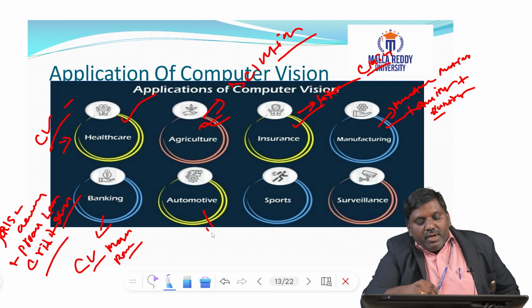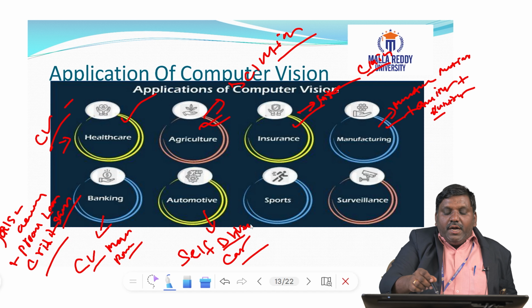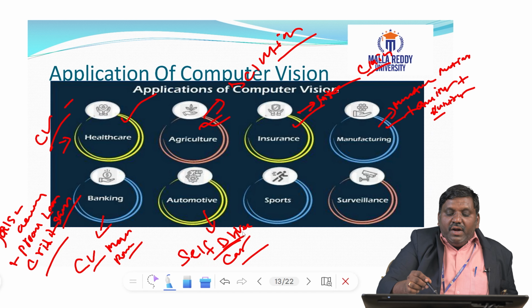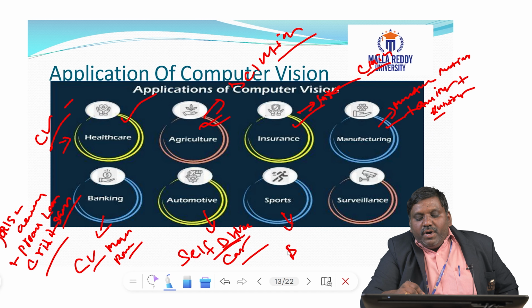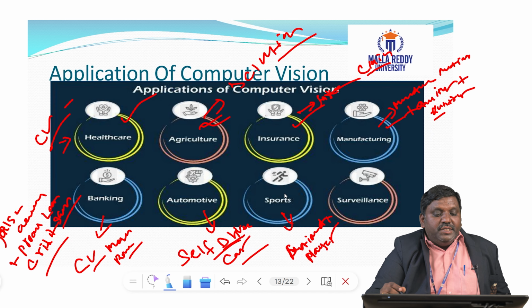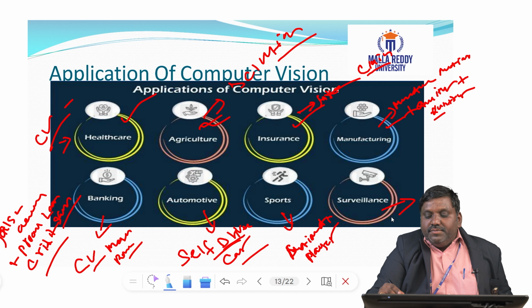Then coming to the automotive field, now we are having self-driven cars. In order to operate the self-driven car, we are using the concept of what? This computer vision only. Then in sports, for recognizing the motion of the player, we are going for these computer vision algorithms.